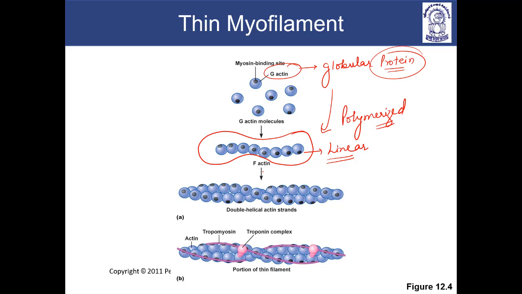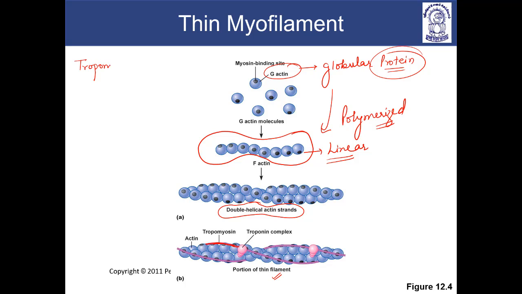And when these actin strands undergo helical twisting, double helical actin strands twist over each other, they make a highly convoluted structure, which is the thin filament. So here we have different types of proteins. You can see the tropomyosin. There are two chains of tropomyosin. I will shade it in red. These are the tropomyosins.